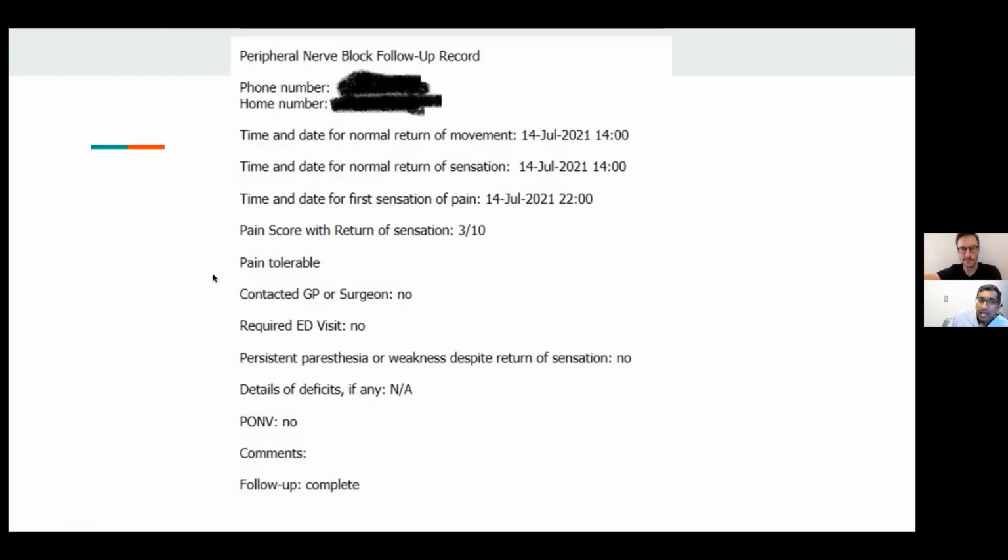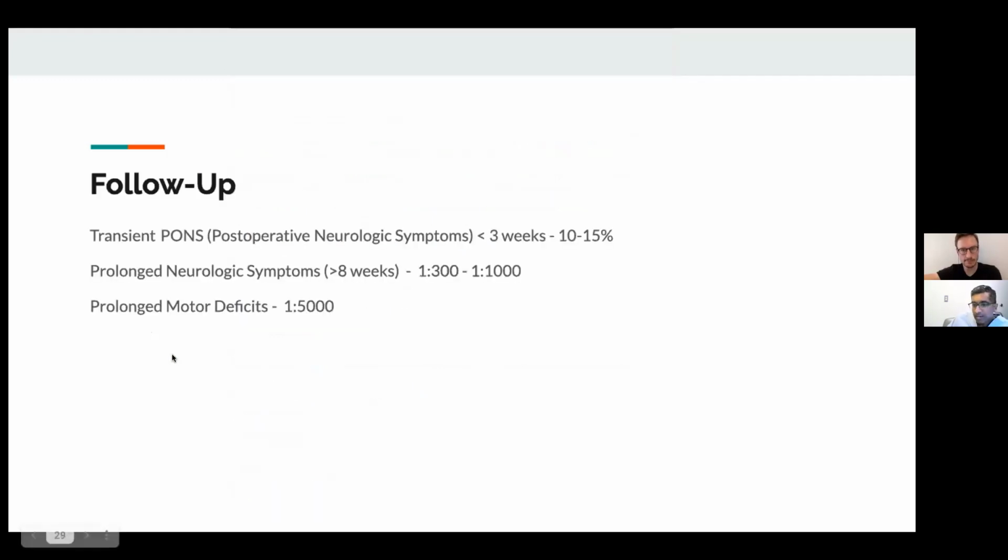And then the final part of the follow-up would be about any ongoing issues. So is there any ongoing motor weakness? Is there any ongoing paresthesia despite return of some sensation? And if there is, then we will follow that appropriately. You can go ahead there, Steve.